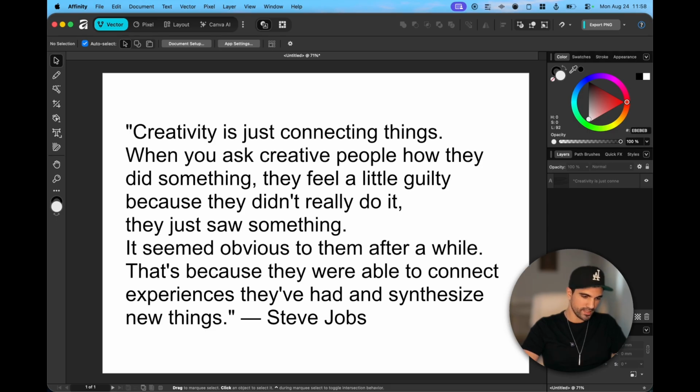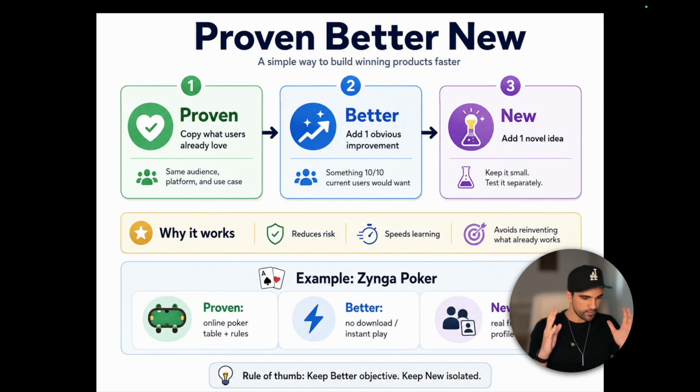And unsurprisingly, Steve Jobs put this a lot more eloquently than I could, when he said creativity is just connecting things. When you ask creative people how they did something, they feel a little guilty because they didn't really do it. They just saw something. It seemed obvious to them after a while. That's because they were able to connect experiences they've had and synthesize new things. Anyways, this is my TED Talk to say that you could easily make a case that there's nothing new under the sun and everything is copied and remixed.